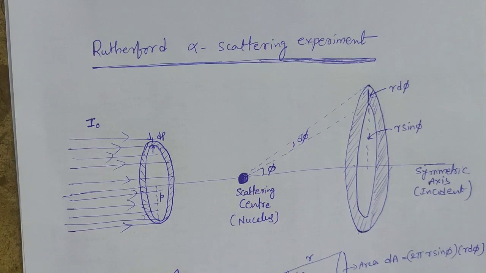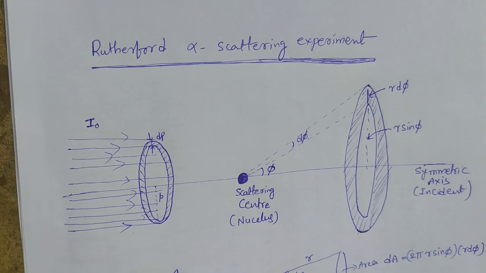Many of the students approached me and requested a video on the derivation of the differential scattering cross section, related to Rutherford alpha scattering. This will come in your BSc or MSc level. The derivation is a little bit difficult, and you have to understand a few things very clearly. Anyway, you have a little bit of idea about this terminology, so I'm going directly to the derivation.